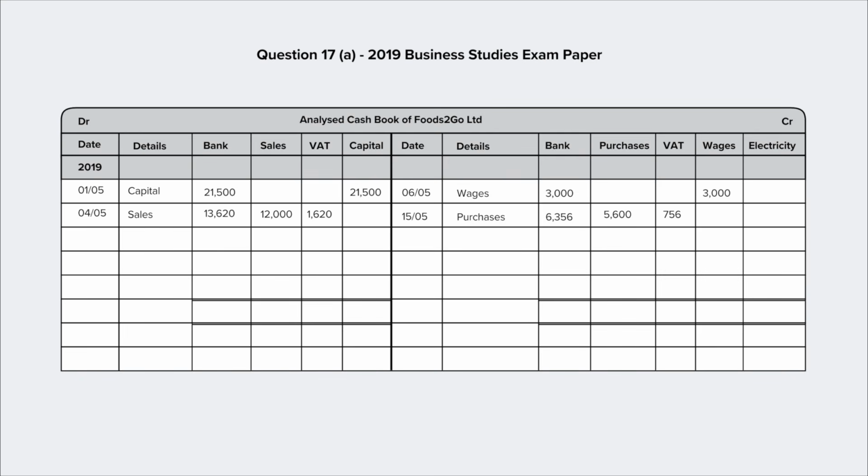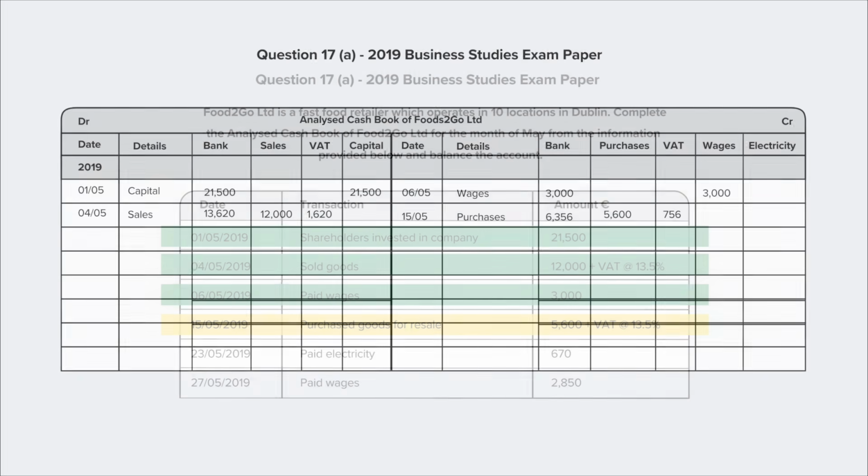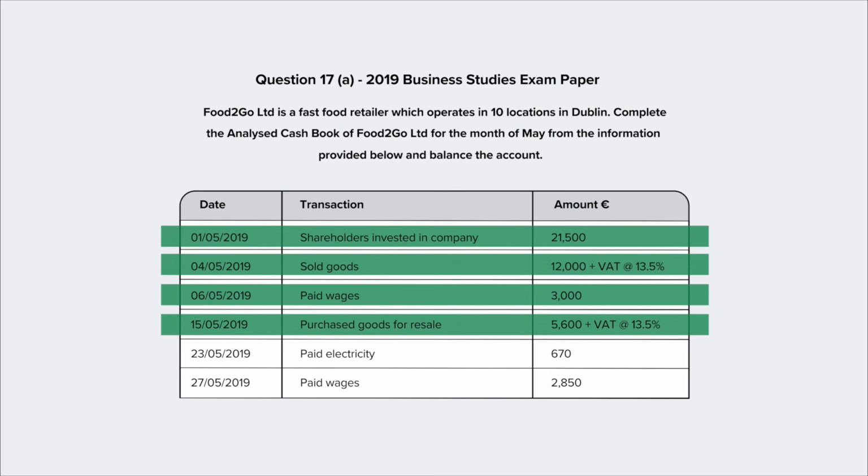To break that down a little, if we owned a coffee shop and had to buy 50,000 coffee cups, and the price was 5,600 euro plus VAT at 13.5%, the final price wouldn't be 5,600 euro. We must also pay the VAT on top of that. So that is why the total we paid in this case is 6,356 euro.